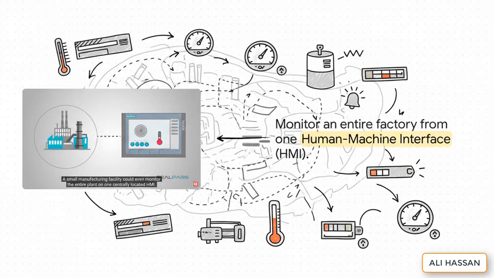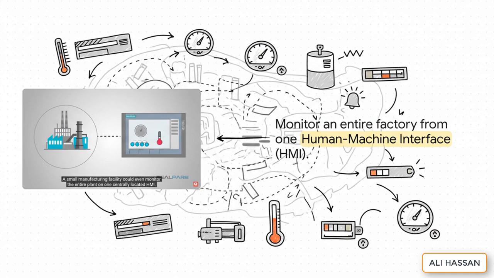So let's actually start at the end of the line, the Human-Machine Interface, or HMI as it's called. This thing is basically the command center for modern industry. From this one screen, an operator sees everything: temperatures, pressures, fluid levels, all across the plant. They can fire up pumps, open valves, handle alarms, all with just a touch.